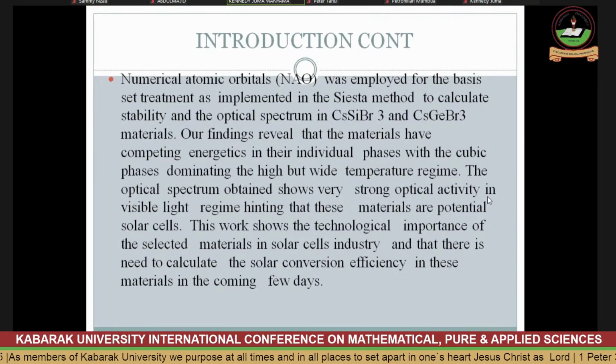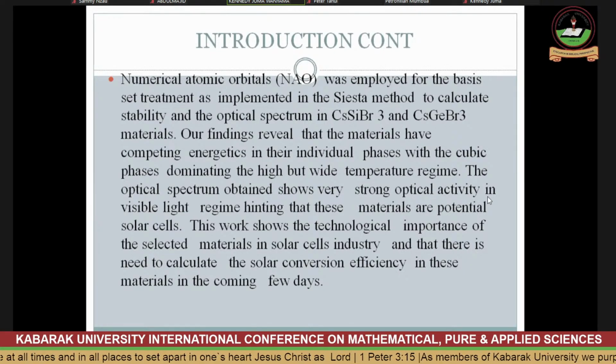we applied the numerical atomic orbital method for the basis set treatment, as implemented in the SIESTA method, to calculate stability and also the optical spectra in the cesium silicon bromide and cesium germanium bromide materials. Our findings revealed that these materials have competing energies in the individual phases, with the cubic phases dominating the high but wide temperature regime.